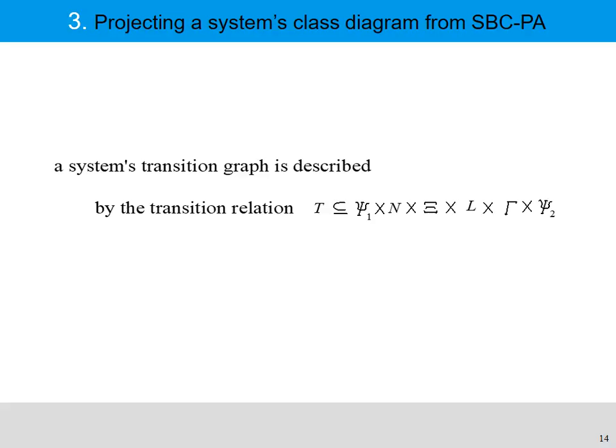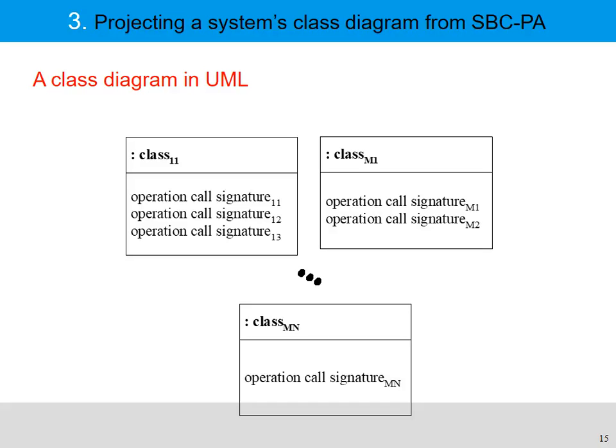Now, let's go to the last chapter. Chapter 3 describes how to project a system's class diagram from SBC process algebra. We say a system's transition graph is described by the transition relation T with 6 attributes.